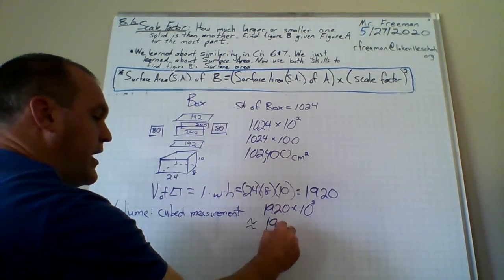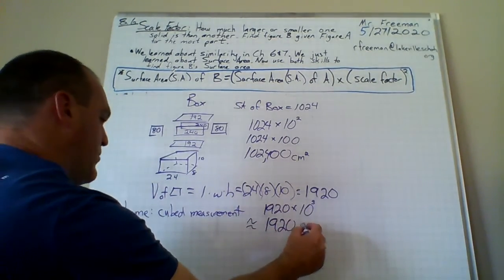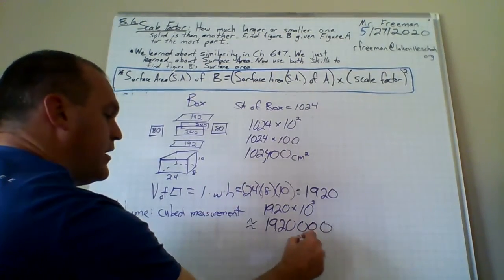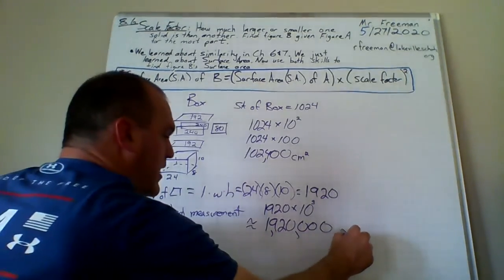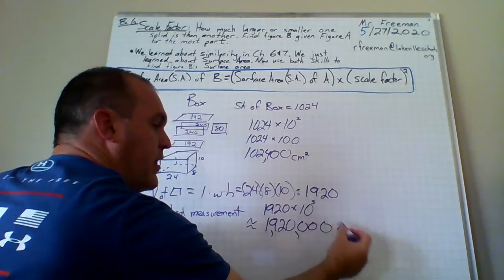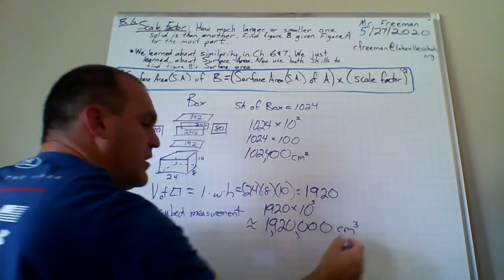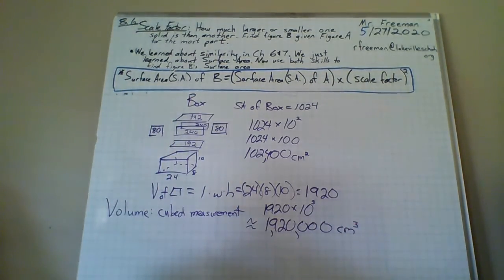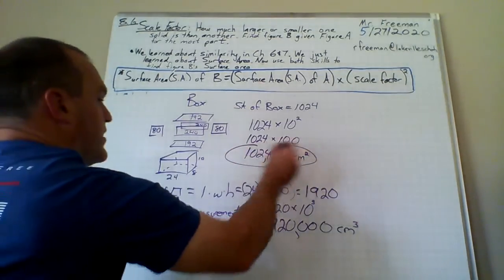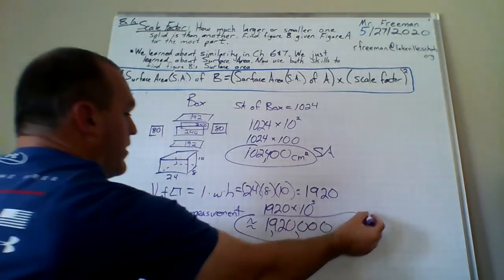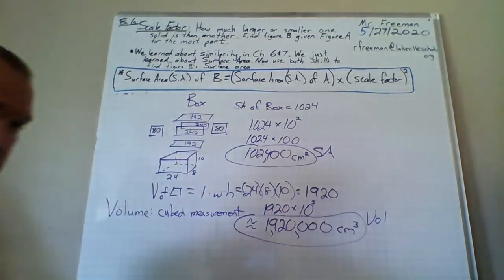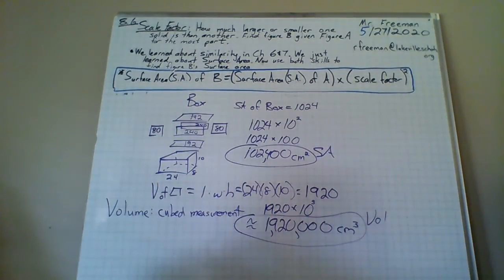That means I have 1920 with 3 more zeros. 1, 2, 3, which means I'm going to have 1,920,000, and that's centimeters. And this is again why we multiplied by 10 cubed, because this is centimeters cubed for volume. Okay, so you need this guy for your surface area, and you're going to need this guy for your volume. Okay, that's definitely the hardest one out of the ones I'm doing for you.